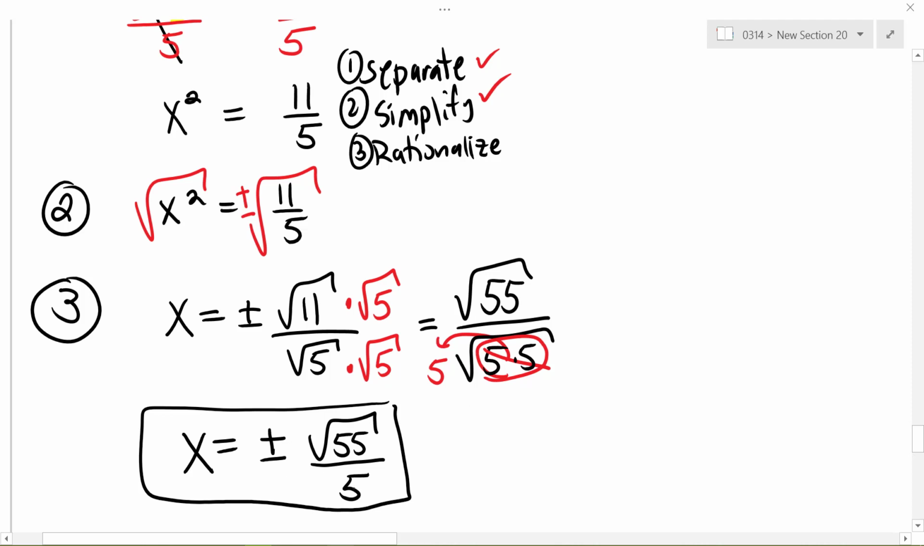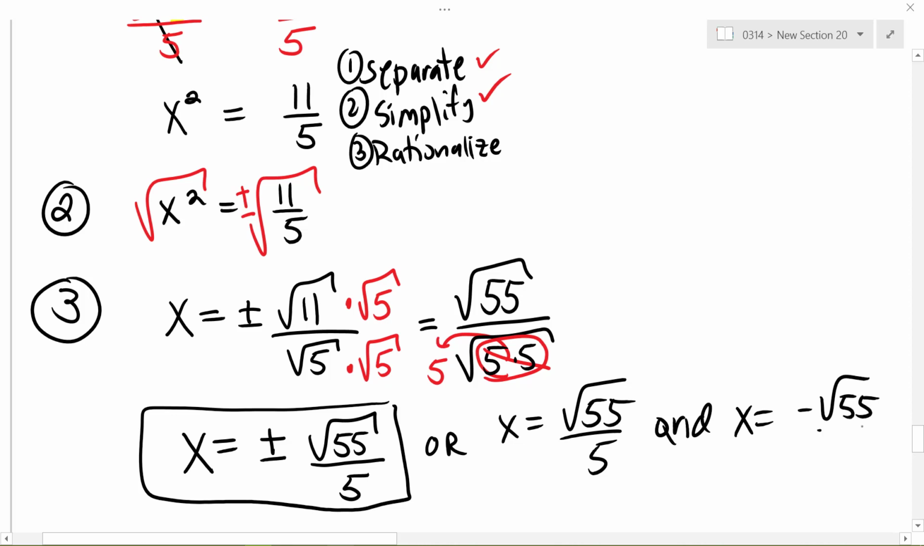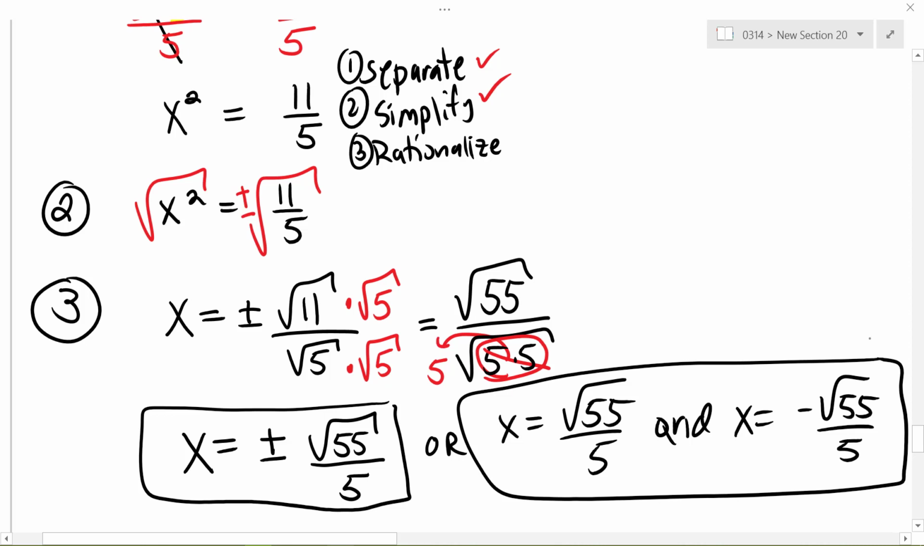Now remember, we're not allowed to divide the 5 into the 55 or cancel anything because the 55 is inside the square root and the 5 is outside of the square root. Okay, we can also give our answer separately as the positive version and the negative version. Okay, so you can write it the long way or the short way. Both of those are perfectly good answers.